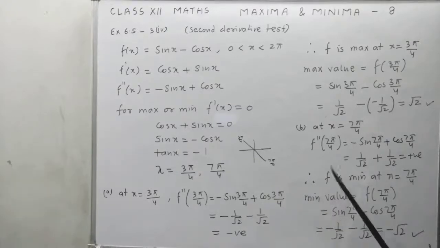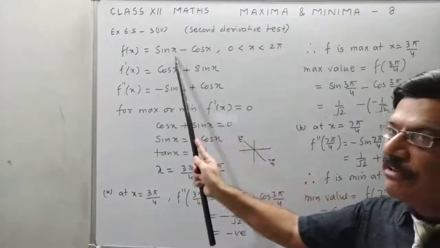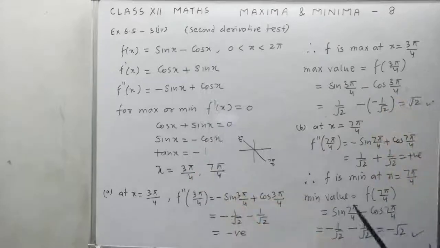And the minimum value is equal to, substitute x is equal to 7 pi by 4 in the function. That is sin 7 pi by 4 minus cos 7 pi by 4. Sin is negative in the fourth quadrant, minus 1 by root 2. Cos is positive. This is minus root 2.